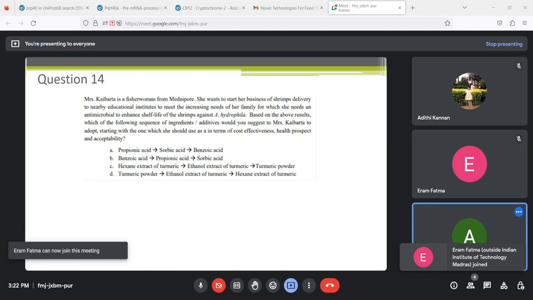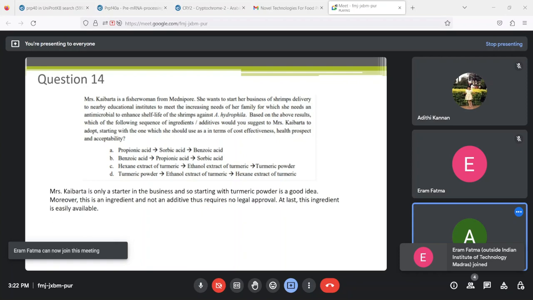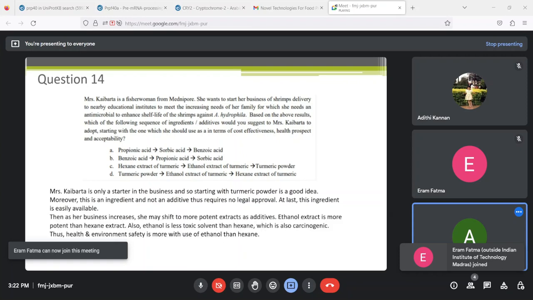So on a preference basis, she has to go first with turmeric powder because it is an ingredient. It does not require any legal approval and is easily available. Once she is able to set up her business, she can go for an ethanol extract, which is a highly potent additive, and it is more potent than hexane extract. Ethanol is less toxic than hexane, and hexane is actually also carcinogenic in some cases. So it is more preferred to use ethanol extract over hexane extract.